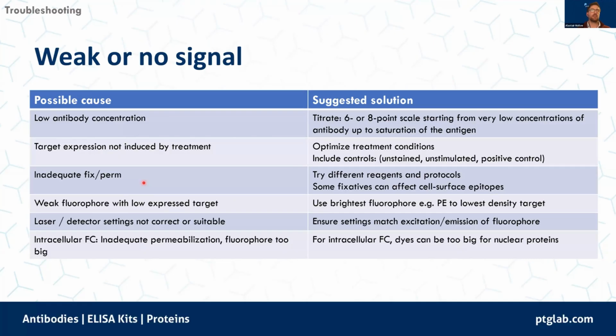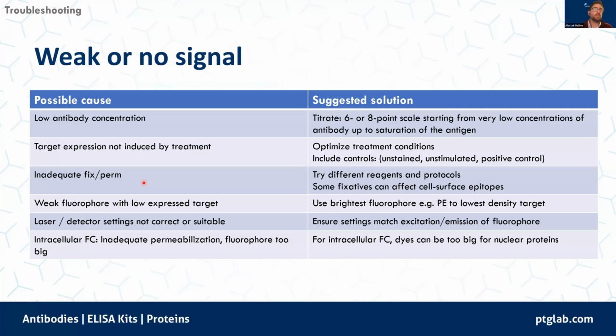So just to begin with, what happens when you have weak or no signal in your results? The first thing might be that your antibody concentration was maybe too low. So I would again urge you to titrate your antibodies prior to your main experiment and just see what works best to ensure you get the best and brightest signal.